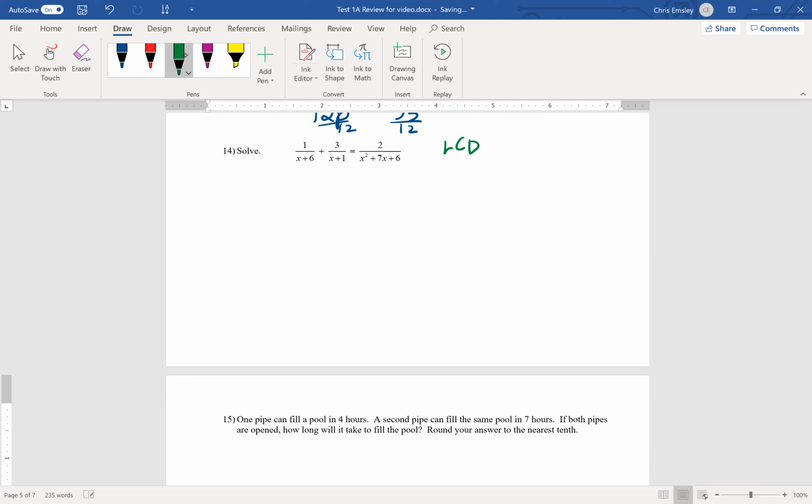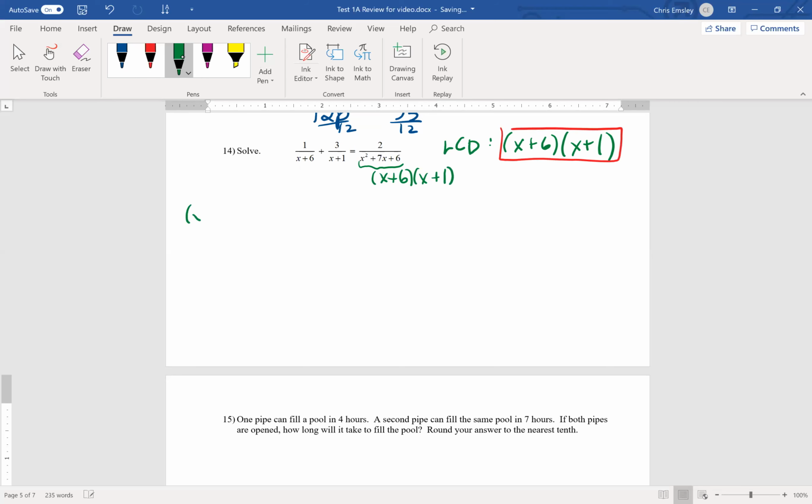We need to factor this polynomial here. That would be 6 times 1, 6 plus 1 will give me 7. Okay, so our LCD for all 3 of these fractions would be x plus 6, x plus 1. So what we want to do here is we can't solve this equation with those fractions in it. We want to get rid of the fractions. Okay, in order to get rid of the fractions, we are going to multiply the entire equation by this LCD.